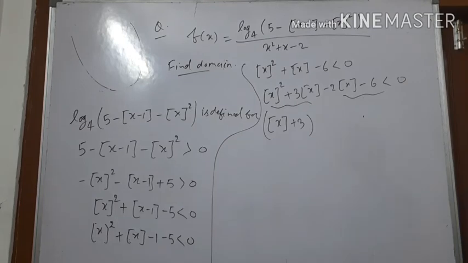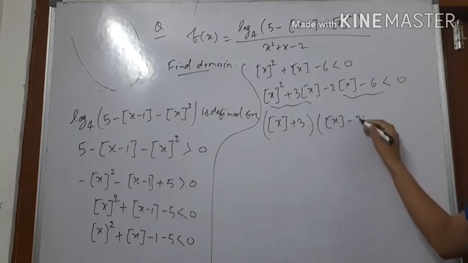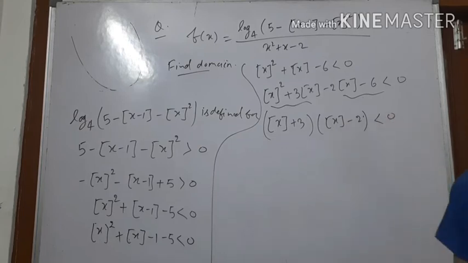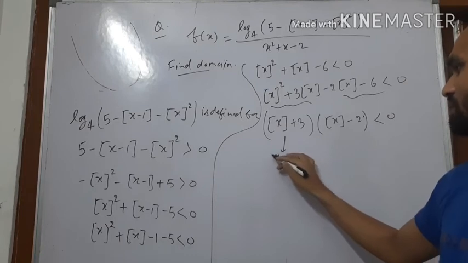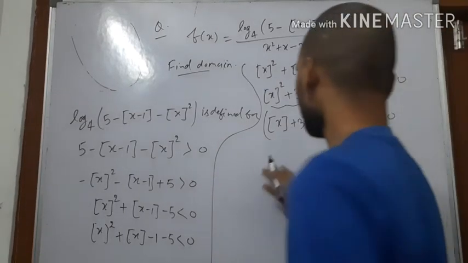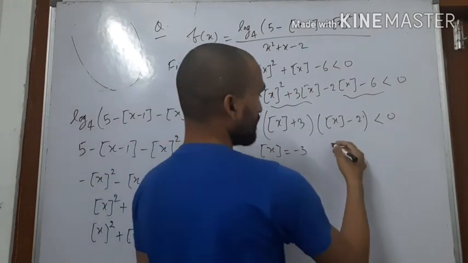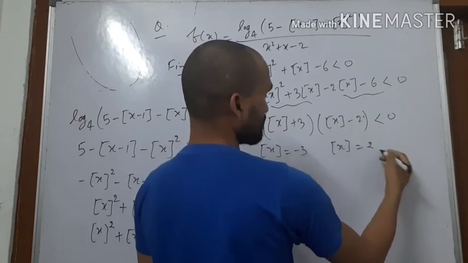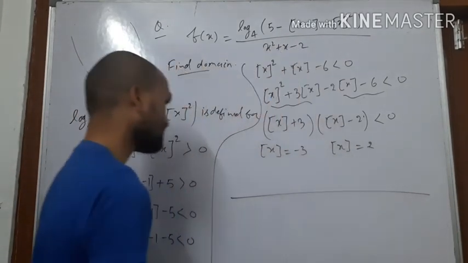Okay, and another factor will be what? Greatest integer x minus 2 is less than 0. Now we should draw this on the number line. From here, the critical point is greatest integer x equal to 3. This factor gives the critical point greatest integer x equal to -3, and this factor gives the critical value greatest integer x equal to 2. Okay, now we should draw these points on the number line.